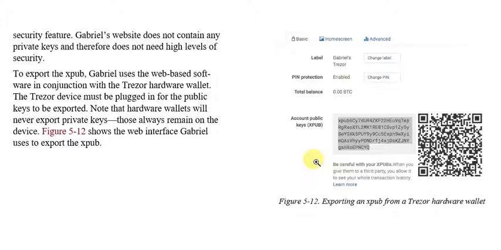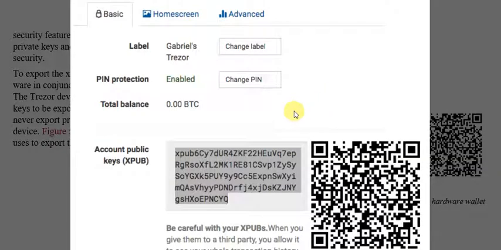To export the SPUB, Gabriel uses the web-based software in conjunction with the Trezor hardware wallet. The Trezor device must be plugged in for the public keys to be exported. Note that hardware wallets will never export private keys, those always remain on the device. Figure 5-12 shows the web interface Gabriel uses to export the SPUB. Figure 5-12. Exporting an SPUB from a Trezor hardware wallet.